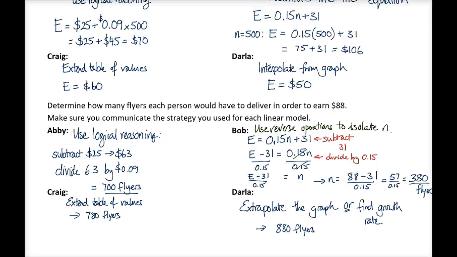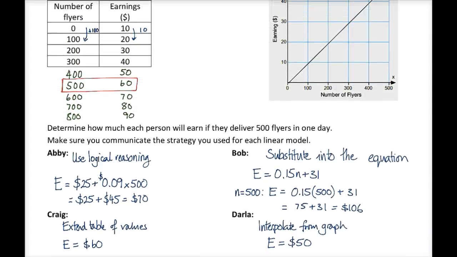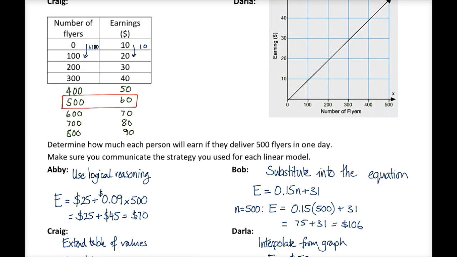For the table, again, we would extend the table of values, but this $88 does not actually fall directly in the table of values. It falls in between 2 values. So I've extended the table down here, 600, 700, 800 flyers, and I've extended this column until we get to the $88. So the 88 is between here and here. It's much closer to 90, obviously, than it is to 80.